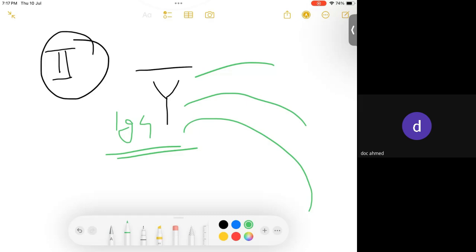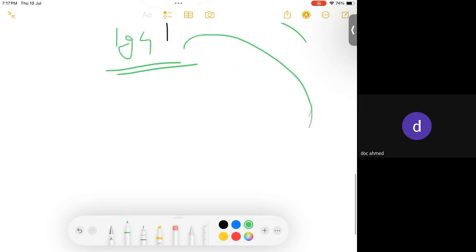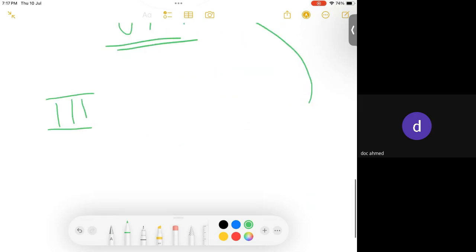Okay. So if it's being activated by IgG, what do you think? Which pathway is it? Alternate, classical, or mannose binding? Classical, right? Okay, classical pathway.